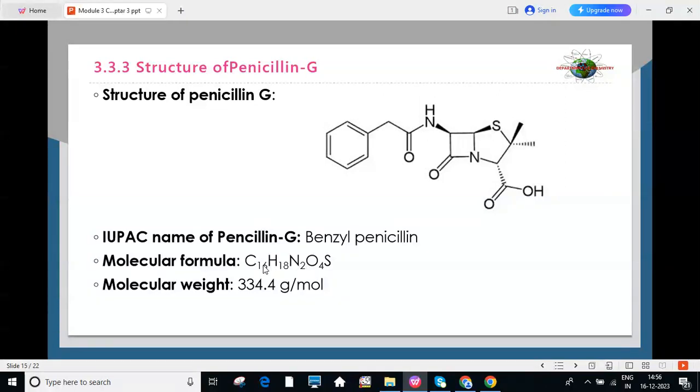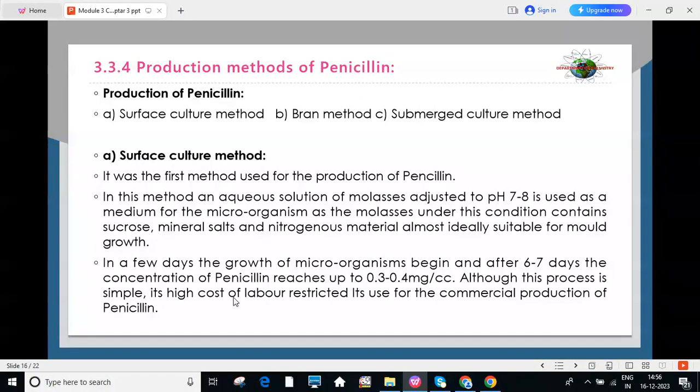This is the molecular formula, C16H18N2O4S. Its molecular weight is 334.4 grams. Coming to the production methods of penicillin, there are three methods. The first is the surface culture method, the second is the bran method, and the third is the submerged culture method.